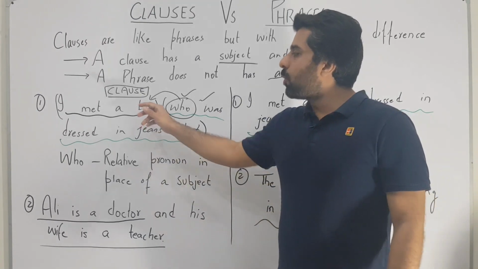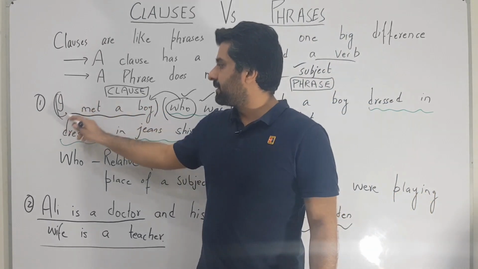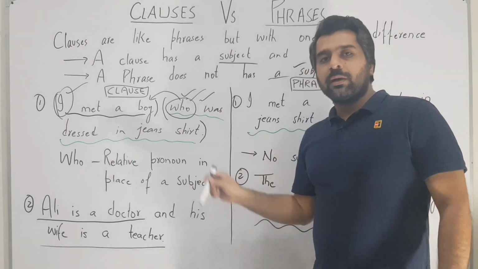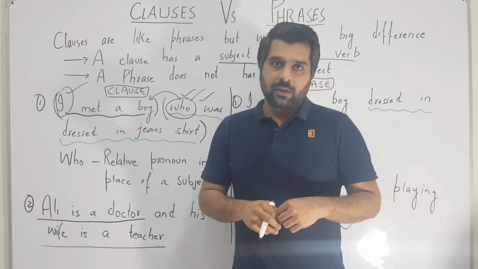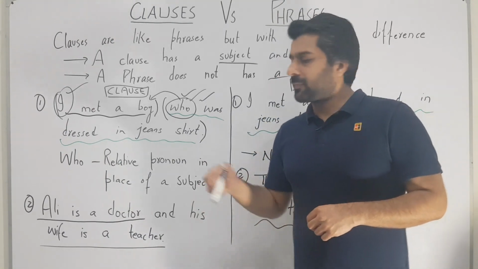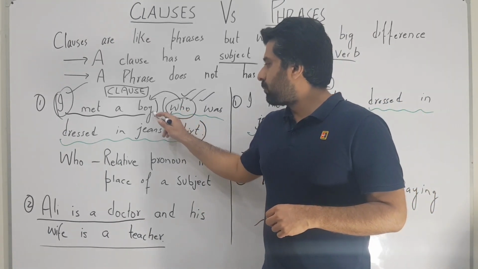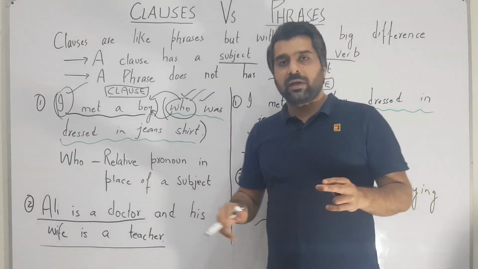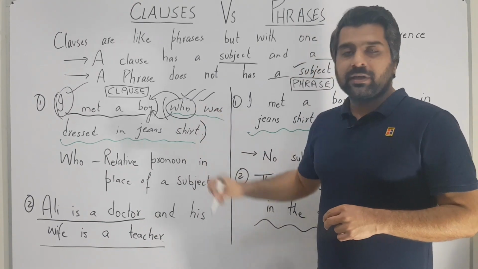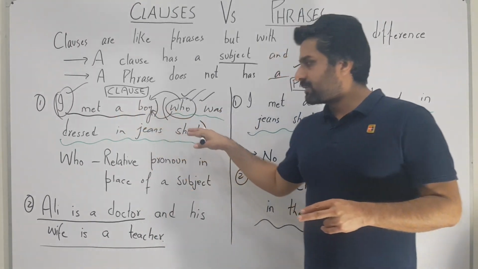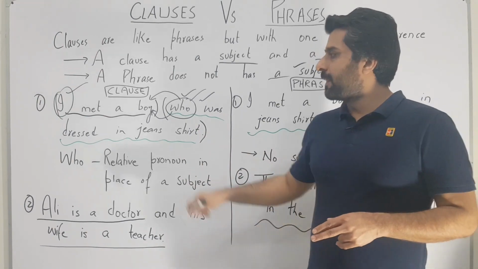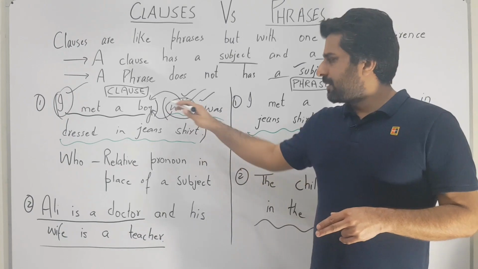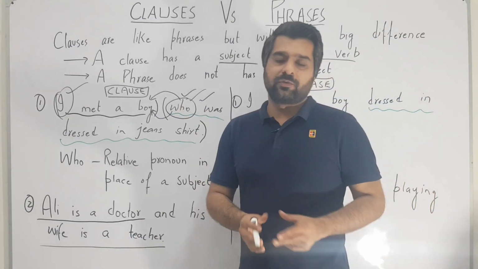Now you can see both these clauses have a subject. Here the subject is I, and here the subject is who. Now this who is a relative pronoun. We have used it here to point towards this boy. So this who is a relative pronoun, and it is working here as a subject. So both these clauses have a subject of their own. This is an independent clause and this is a dependent clause, but they have a subject of their own.